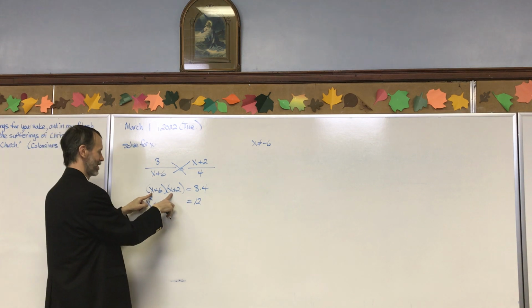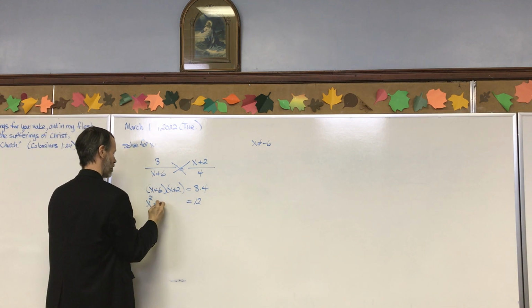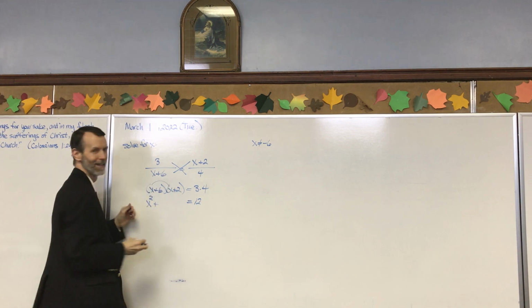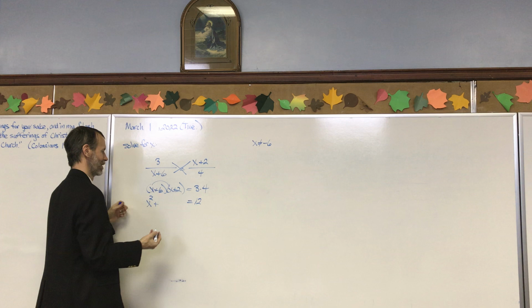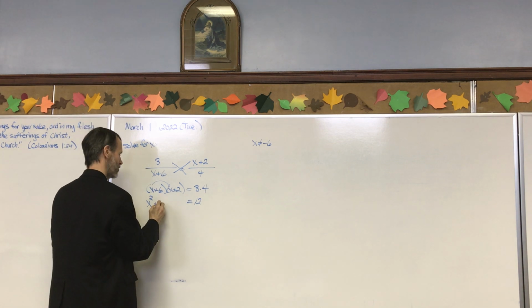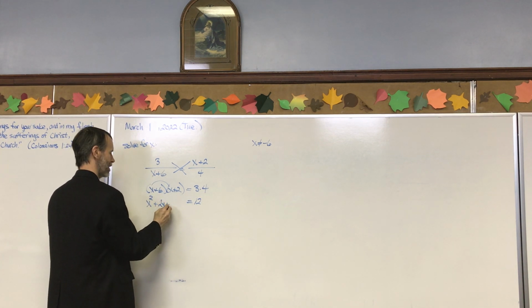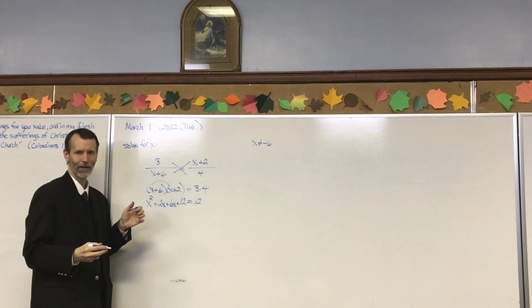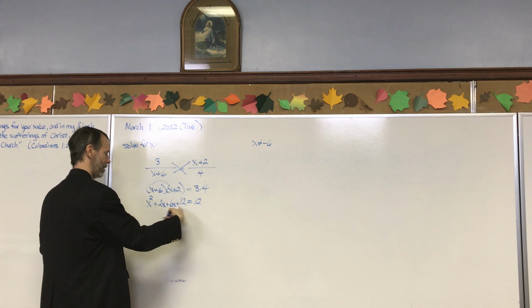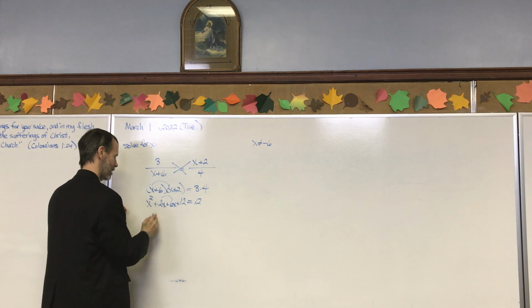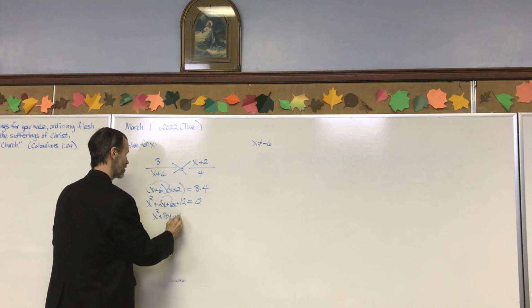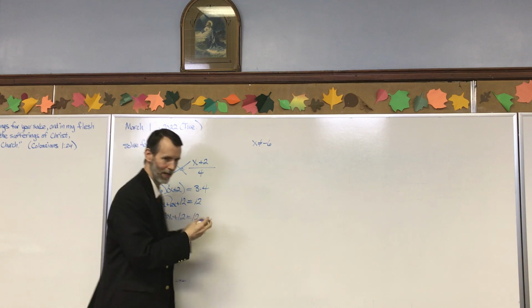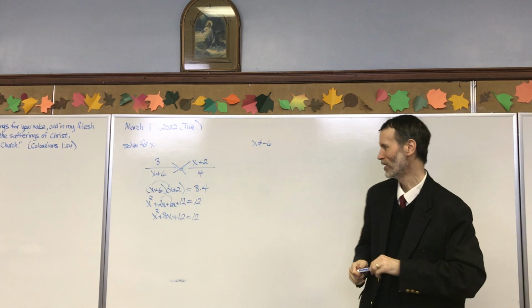I got the first. Do the outer. Here's the first. And then what's the outer pair? 2x. Try the inner. 6x. What's the last pair? 12. Does anything go together? What is that? x squared plus 8x plus 12 equals 12. Correct.